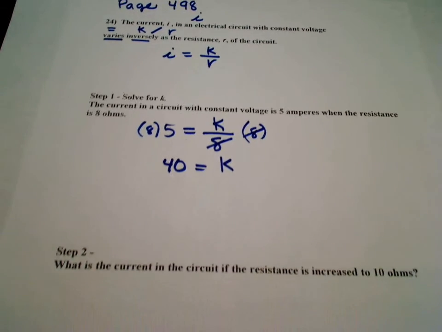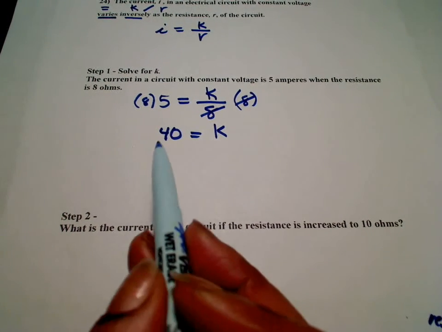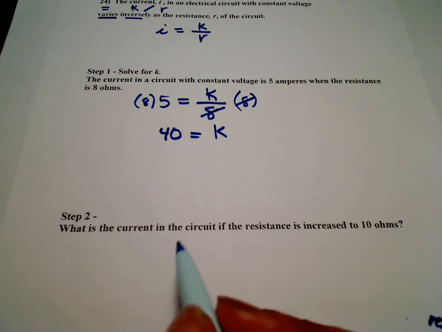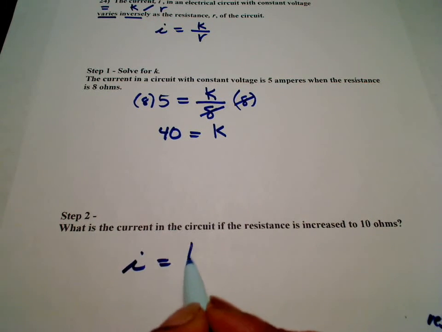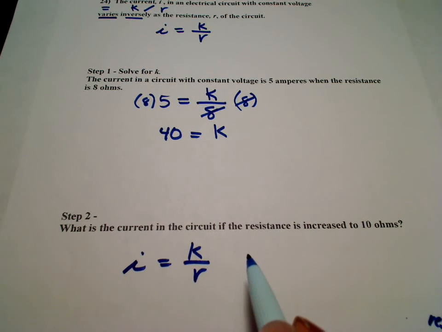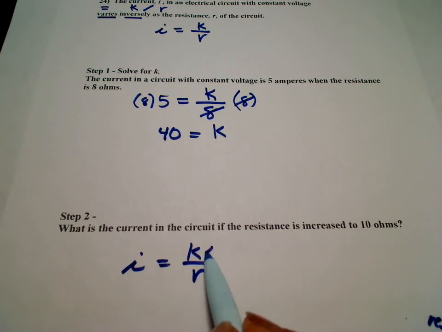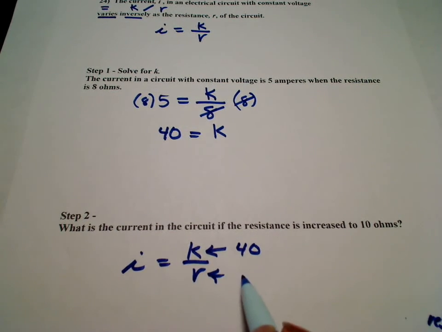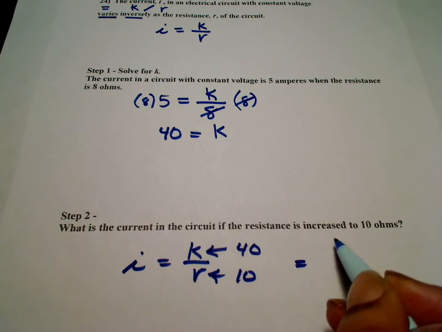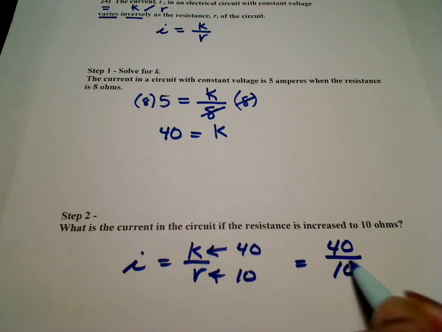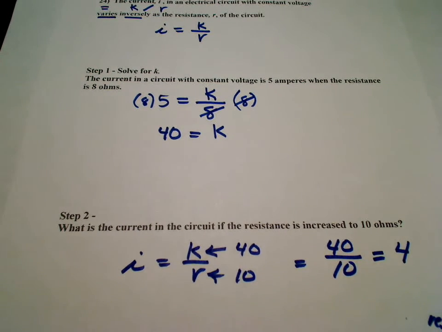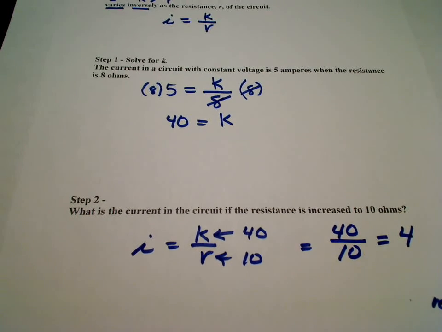Step number 2, once again, is taking the answer from step number 1 and solving for the current. So I still have the same formula, but now I know that the K is 40. I also know, because they said the resistance is 10, so I know that's 10. So therefore, what's happening is I have 40 over 10. And 40 over 10 is equal to 4. So they want to know what is the current. The current is going to be 4 amps.